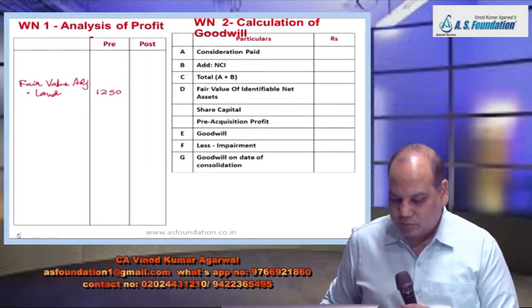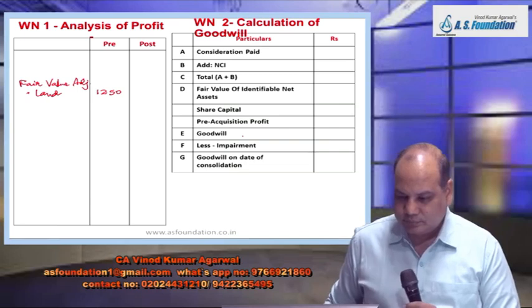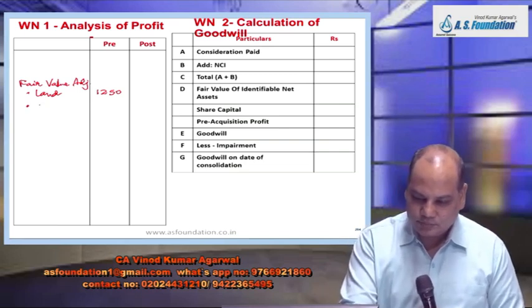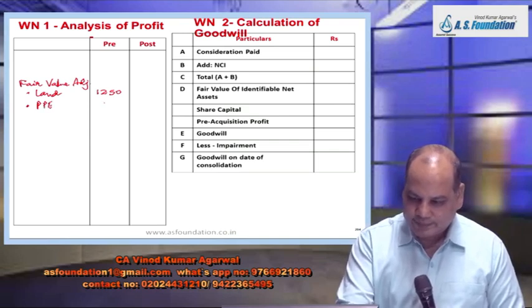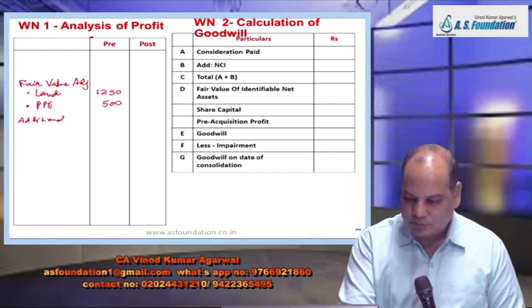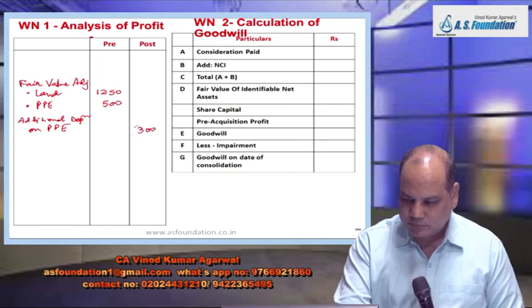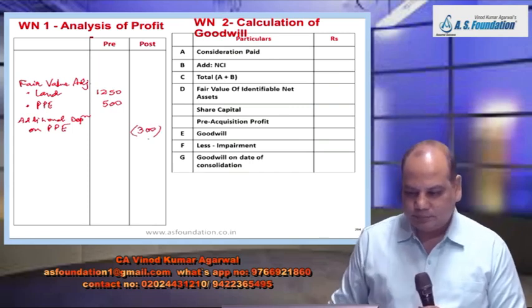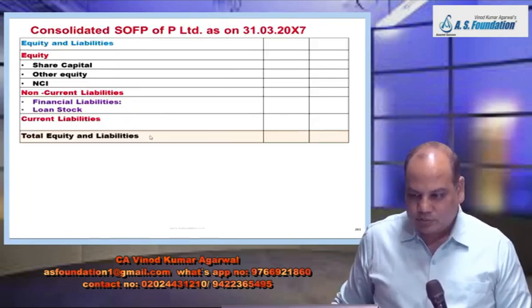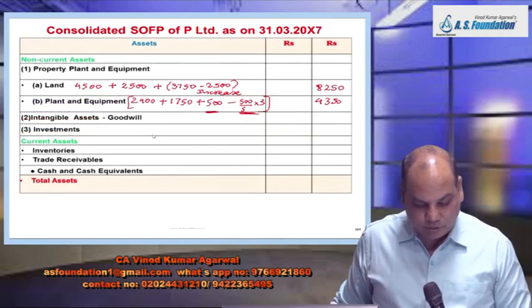So write down in working note 1: fair value adjustment, PPE, 500, and then right below, additional depreciation on PPE, 300 in bracket. We will come back to the main page.